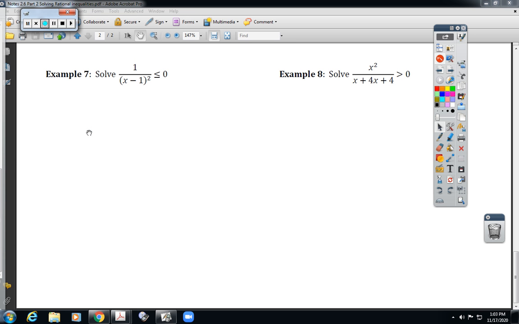Okay, so this video is going to cover the other two examples from the notes that we did not get to in class. On example 7, it is already one fraction. It is already less than or equal to 0, so those two steps are already taken care of. What we have to do is consider, when is the numerator equal to 0? It's a constant, so it's never equal to 0. When is the denominator equal to 0? Well, when x minus 1 is equal to 0, that would be x equals 1. That would be an excluded value.